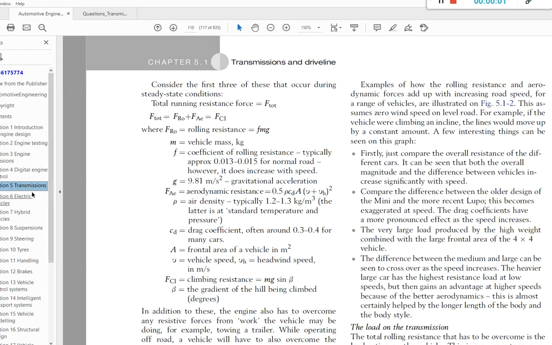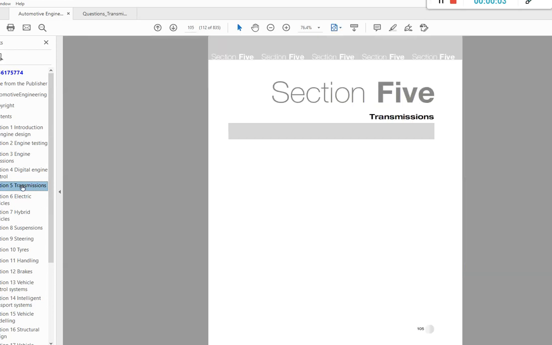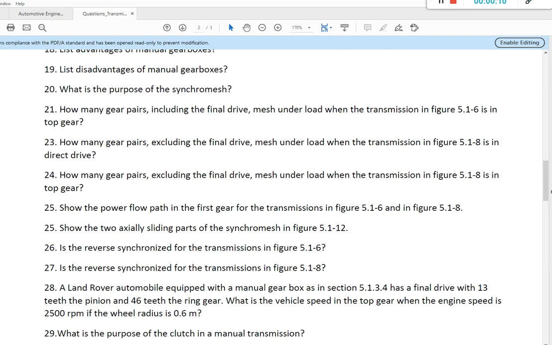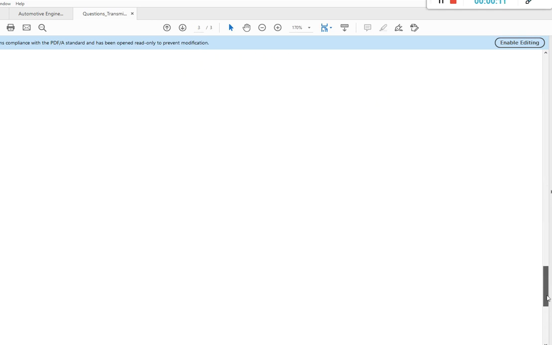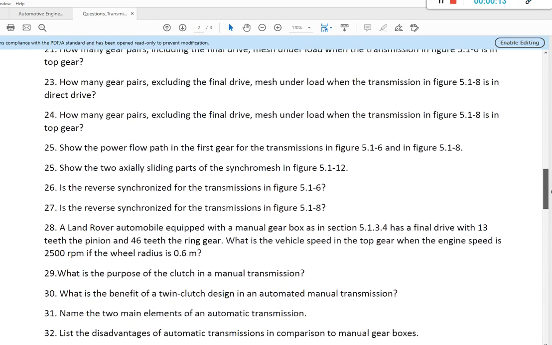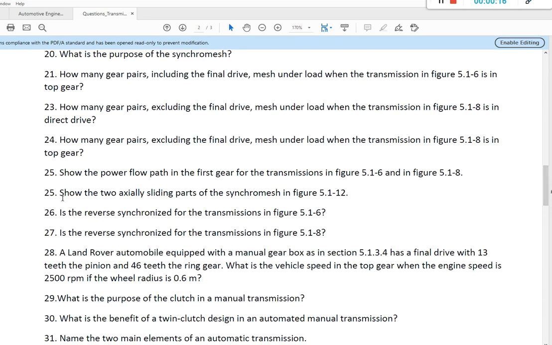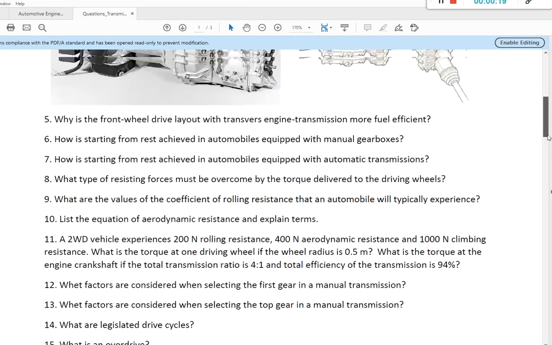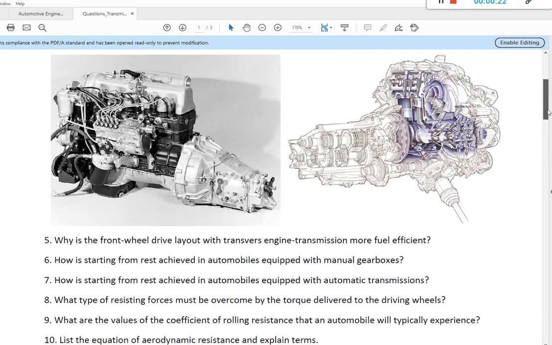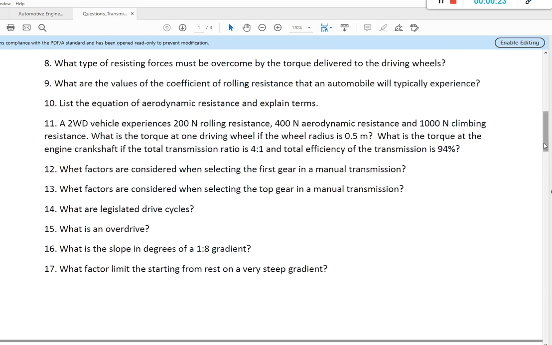Okay, I've got some questions from you. Again, this is regarding section 5 on transmissions. I formulated some questions for you, and they're available on Blackboard. I realized I have numbered question 25 twice. First question is about number 11.